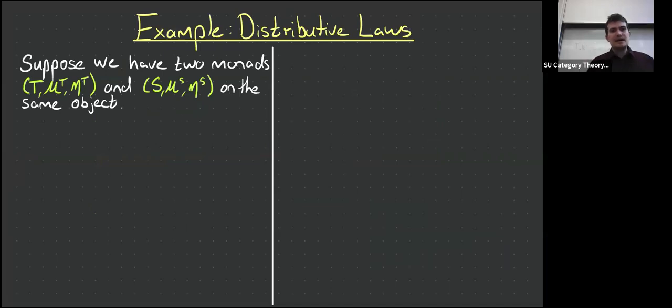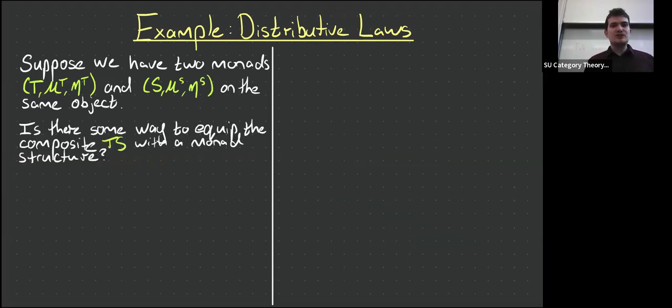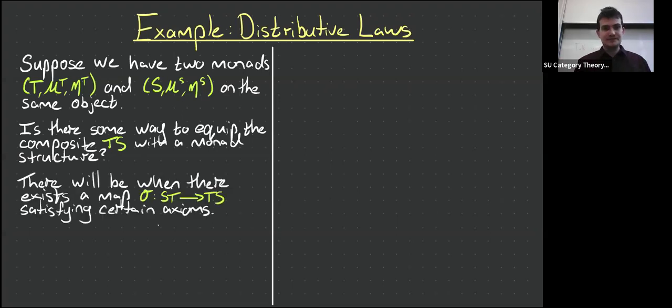But here things get a bit more interesting. There's a question we can ask about monads, which is, suppose we have two monads on the same object. And now we compose S and T. Remember, these are endomorphisms, so we can compose them. Is there some way to equip this composite TS with a monad structure? Oh, it does say monad. Okay, good. With a monad structure, in terms of the multiplications of the original monads.